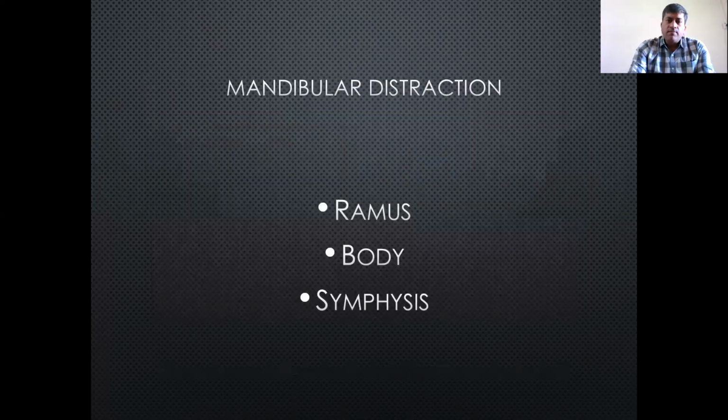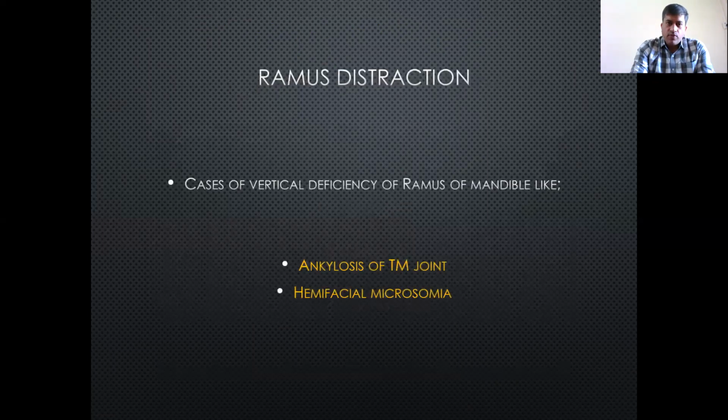Now we will look at mandibular distraction. And for ease of understanding, we will subcategorize mandibular distraction into distraction involving the ramus of the mandible, body of the mandible, and symphysis. Now, when we talk about the ramus of the mandible, there are certain cases where there is severe shortening of the vertical ramus of the mandible. And these cases can be secondary to temporomandibular joint ankylosis. They can be hemifacial microsomia or condylar agenesis.